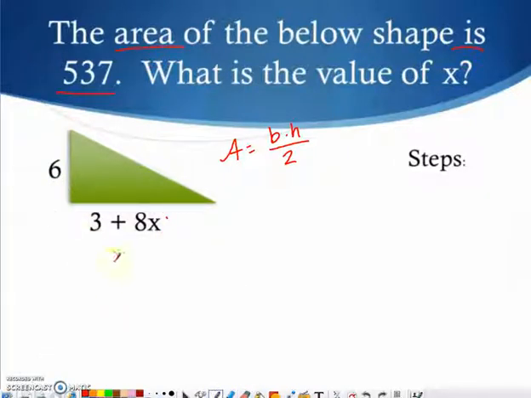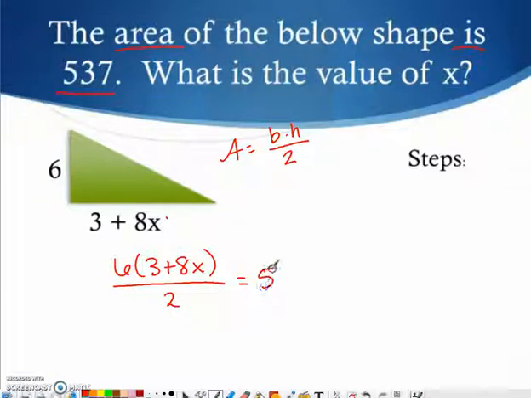So you're going to do 6 times (3 plus 8x). That's base times height, and then divided by 2 equals, and then my area is 537. Now from this spot, there's probably 4 different ways I could solve this in a different order. One way you could do it is, since there's nothing else up here, you could just do 6 divided by 2 and get 3, and then distribute your 3. That's one way. You could distribute 6 first, and then divide everything by 2. You could do that as well.